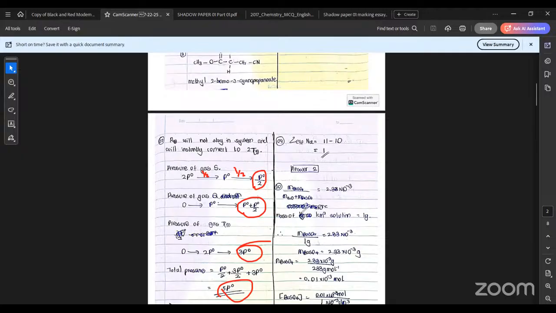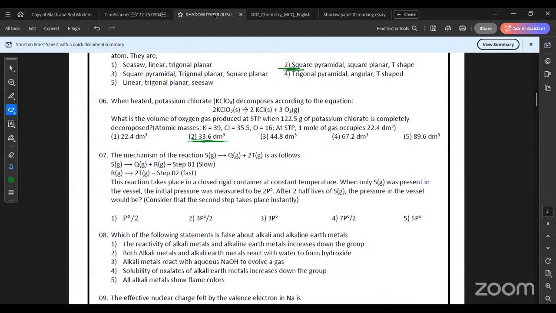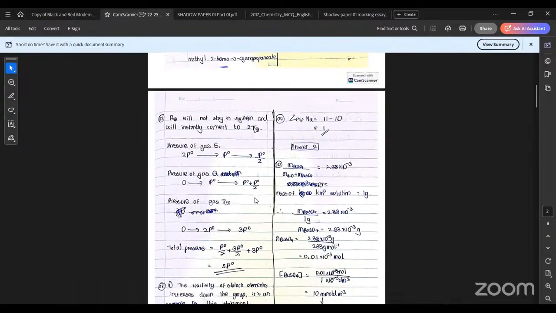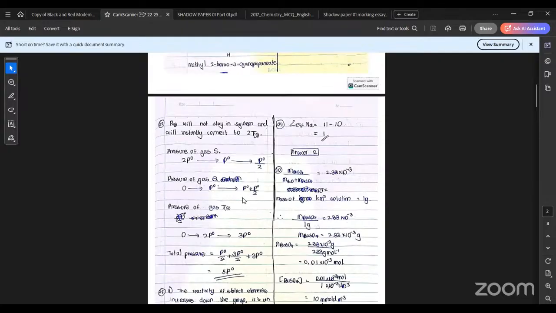Did you understand? I didn't multiply by 0. Where is 0? Q gas 0? Where is 0? 0 means there's no pressure. P naught is getting added up. You're not multiplying.